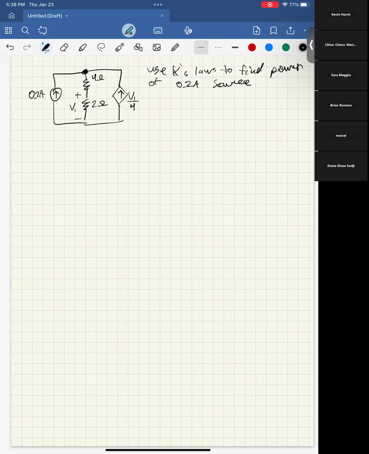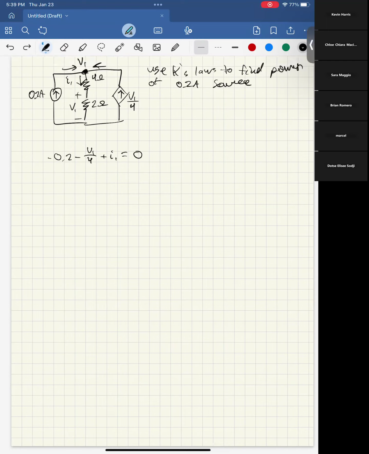Okay, back to this question. I'm going to call this V1. We have one current going in here, one current going in here, and one current going down there. So I'll call this I1. So we have minus 0.2 minus V1 over 4 plus I1 equals 0. And then we can do a Kirchhoff's current law. I'll do it around the left side because we know what that current is.